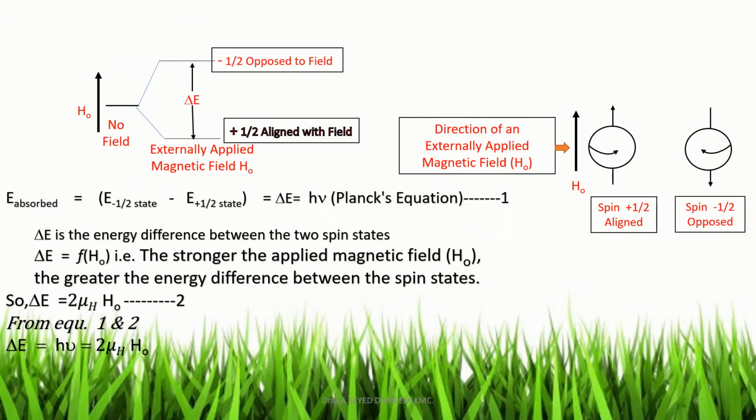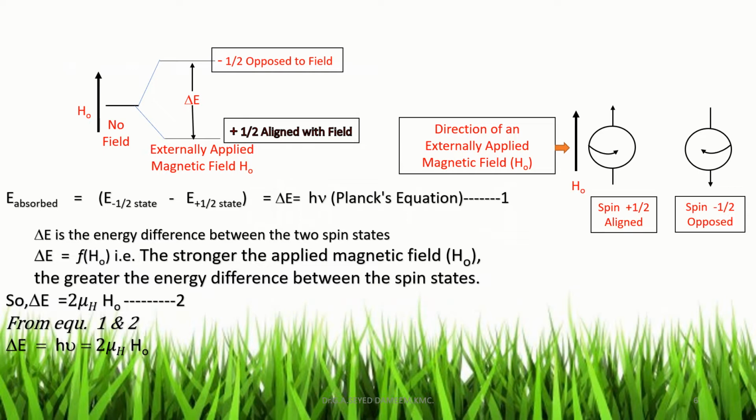In the absence of a magnetic field, mI equal to plus half and mI equal to minus half have the same energy, as given in the diagram. In the presence of an external applied magnetic field, these two levels are split. The mI equal to plus half level has lower energy, aligned with the applied magnetic field, and the mI equal to minus half level has higher energy, opposed to the magnetic field. The direction of the applied magnetic field with the spin states is also given: spin plus half aligned, spin minus half opposed.